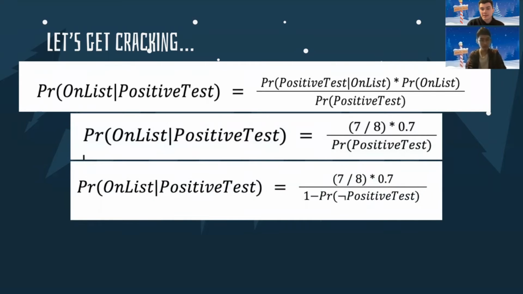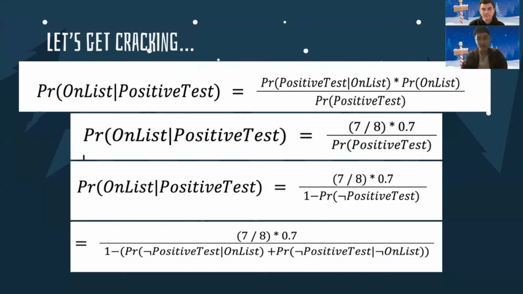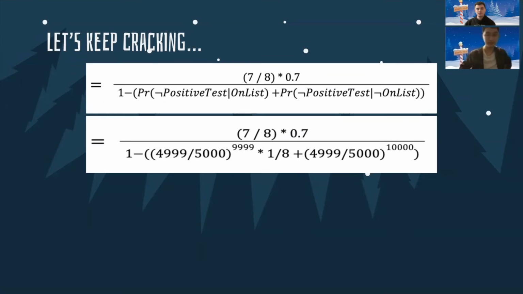And we need to divide this by the probability that we get a positive test. And in order to find a positive test, we know that it's 1 minus the probability that we don't get a positive test. And that it looks like this. To expand out the probability of not having a positive test, that is equal to the probability of not having a positive test given that the thief is on the list plus the probability of not having a positive test given that the thief is not on the list. So let's keep cracking this. With this in mind, we can then fill in some values.